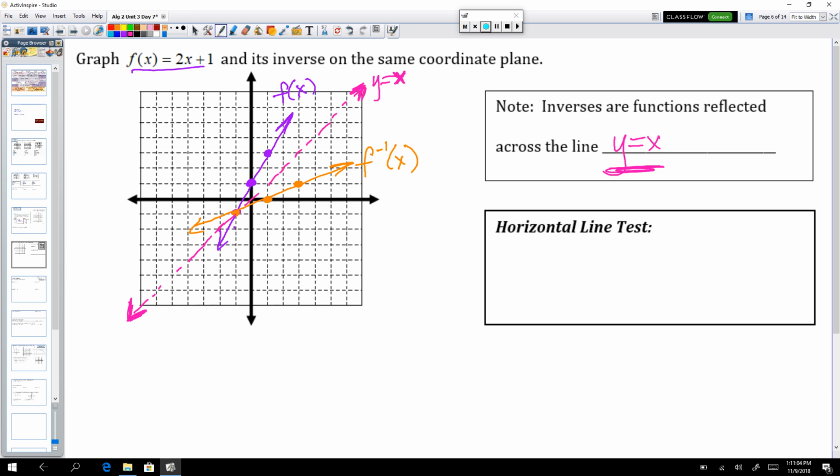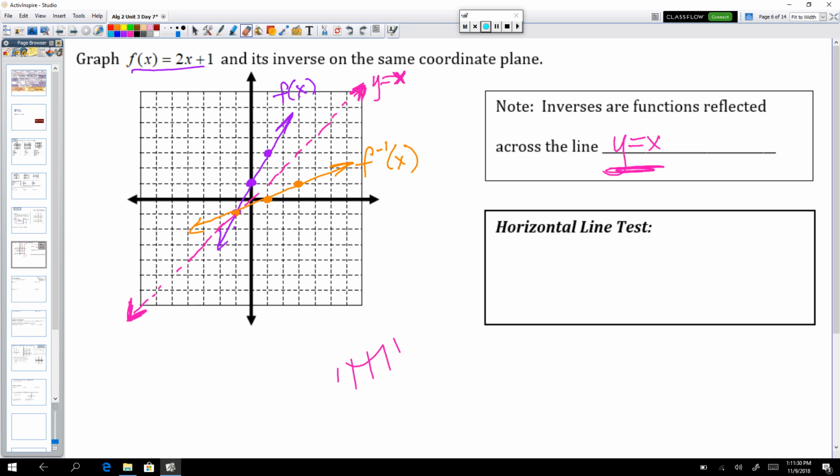Another interesting fact about these functions is the horizontal line test. Remember the vertical line test? Let's just make a little fake function here. The vertical line test says if you can find any vertical line that cuts the graph more than once, it's not a function. So this original pink function is a function because it passes the vertical line test.